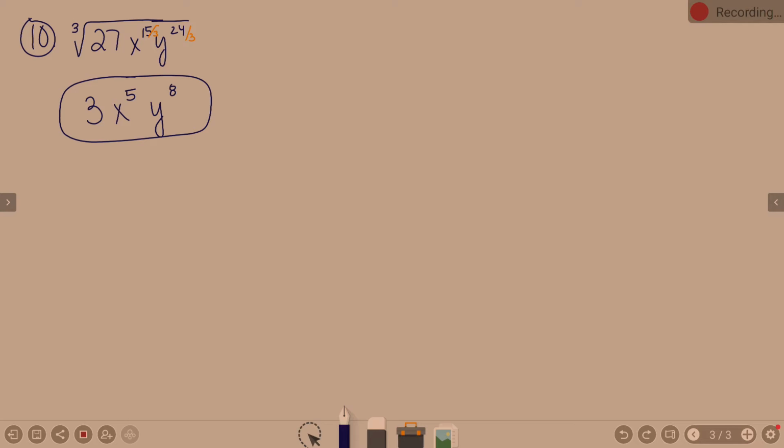We only have to consider that absolute value if it is even roots, so square roots and fourth roots. Okay? And that's because we can't take the square root of a negative there. We can't have a negative answer. Okay, does that help on 10 there?